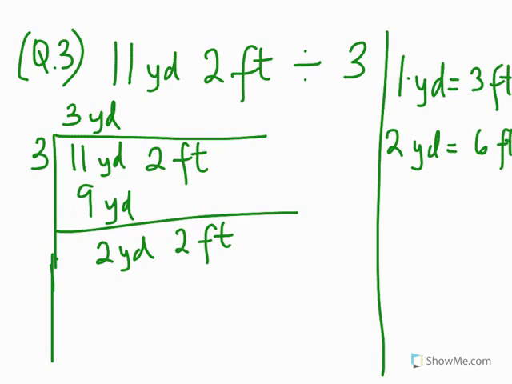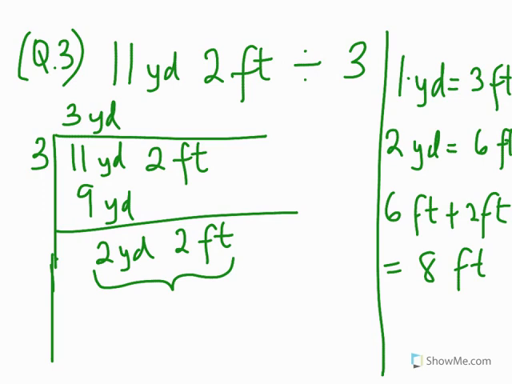So 2 yards is 6 feet, right? So 6 feet plus 2 feet. We convert it, and that gives us what? 8 feet. So these 2 guys here, 2 yards and 2 feet, will be 8 feet. Right? Then you now do 3 into 8 feet. 3 divide 8 feet will give us 2, right?